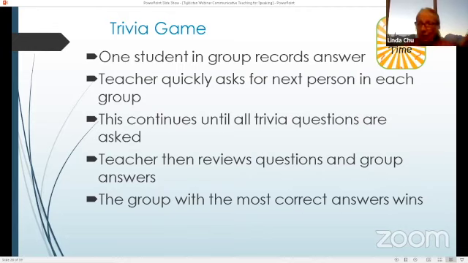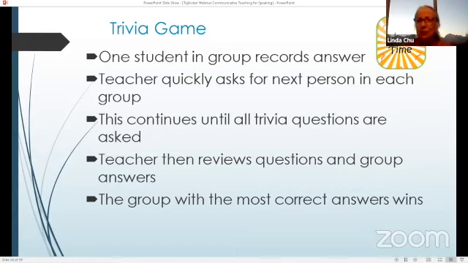And then as a group, you're going to review the questions and the answers, and students will tick off how many they have right, and the group with the most correct answers wins. So it's a fun, interactive activity. I will warn you, if you try to use this, it does get a little bit noisy.